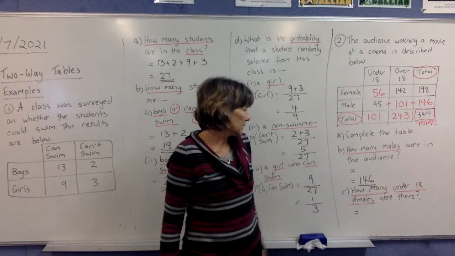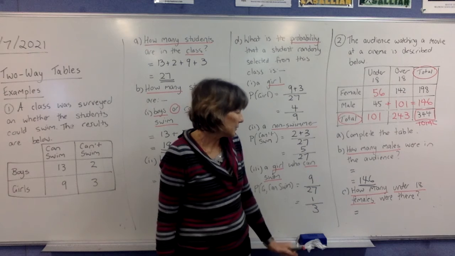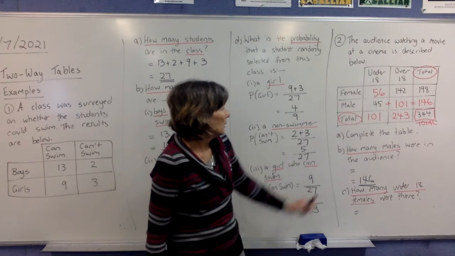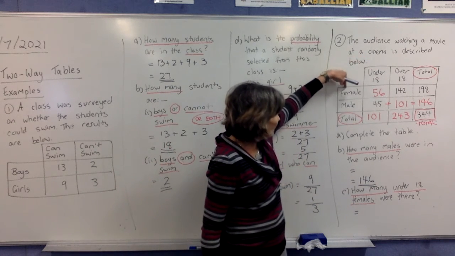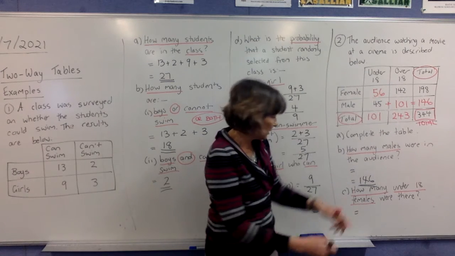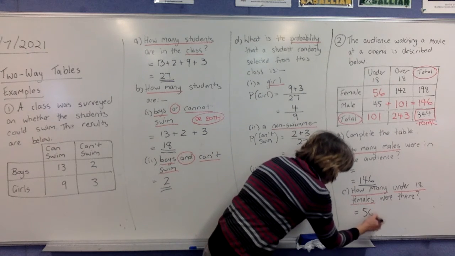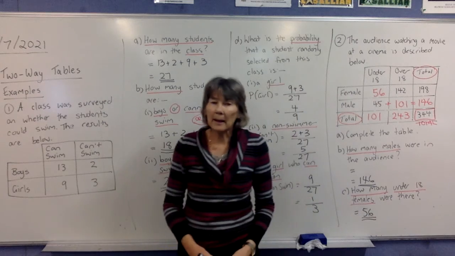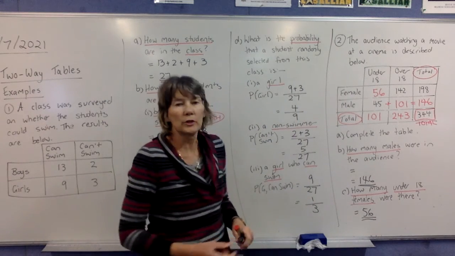All right, in the next one, it says how many under 18 females are there? So they've got to be under 18, and they have to be females, so it's just 56. We're going to come back in the next video and do some more questions on that example.